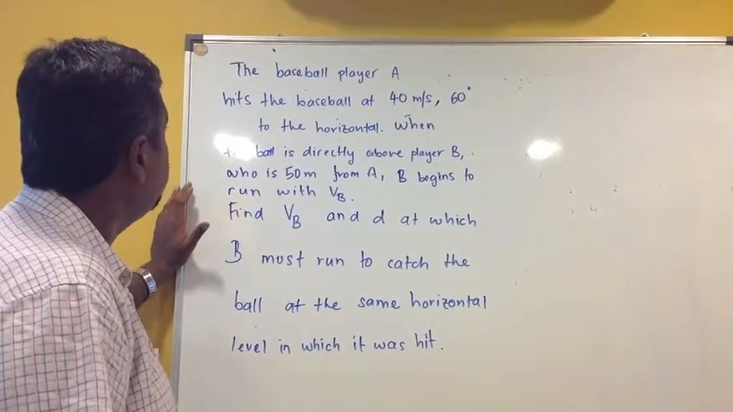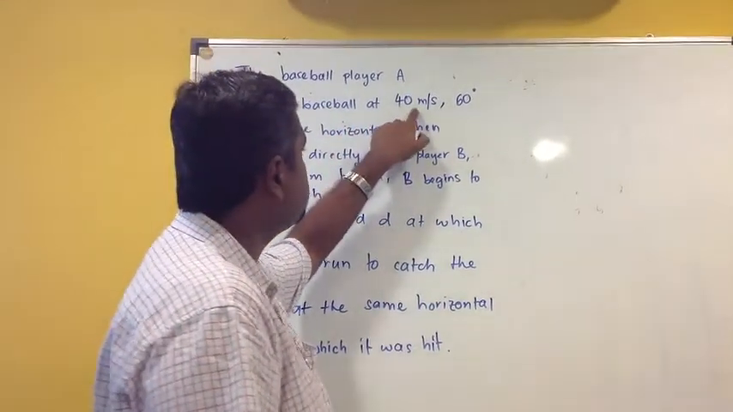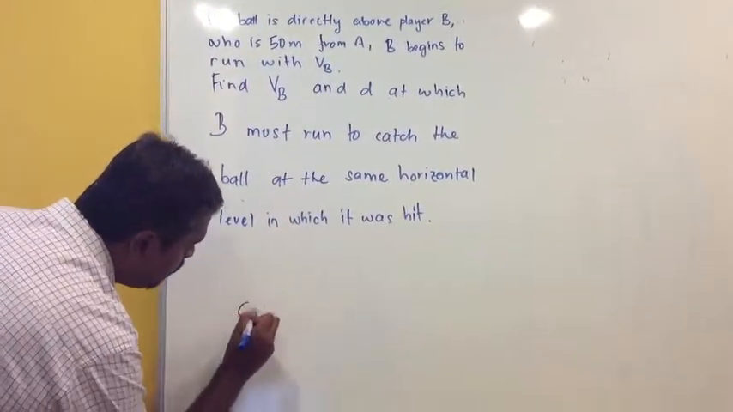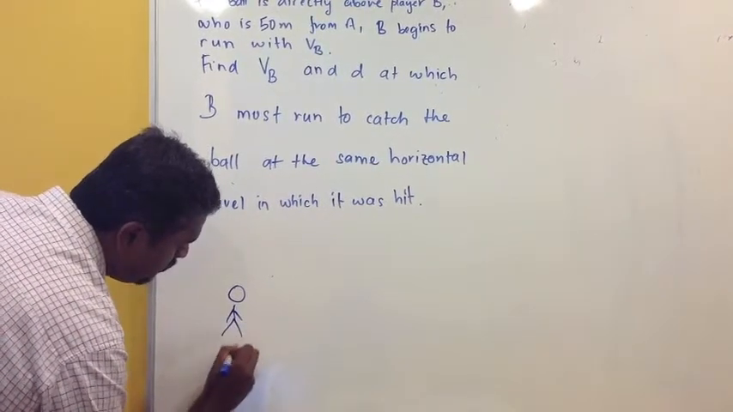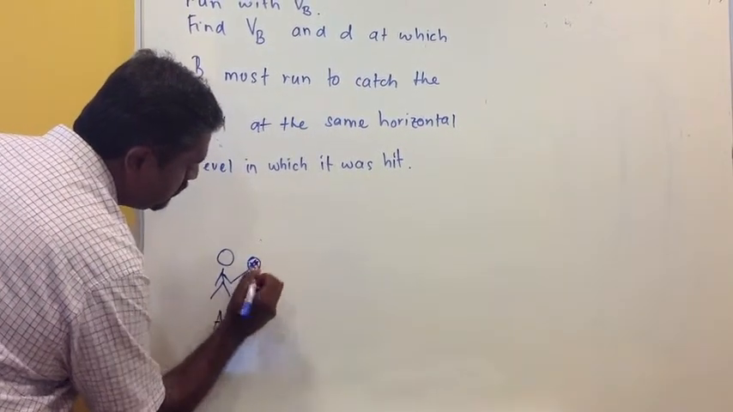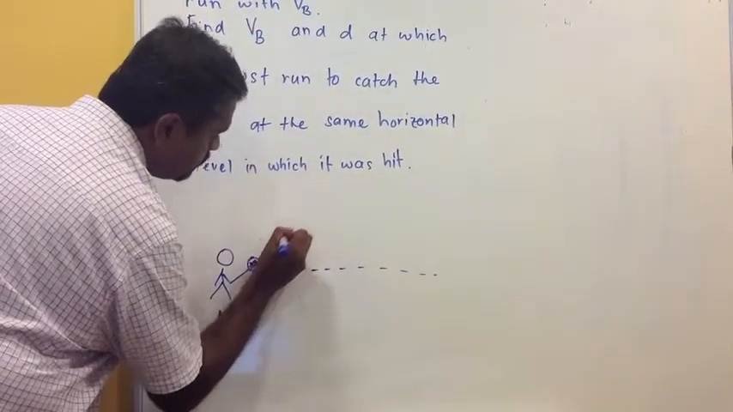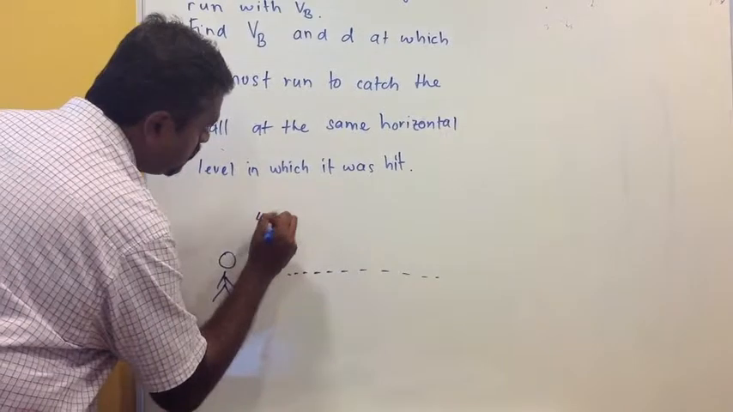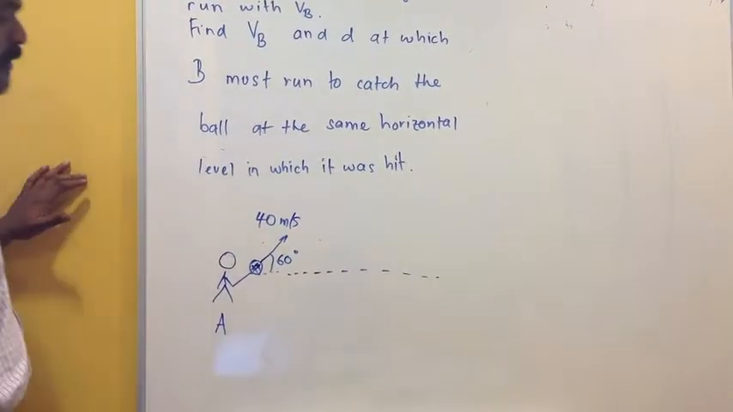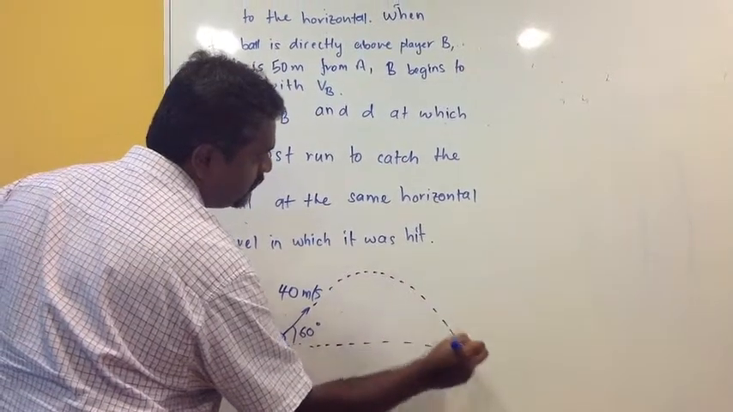Okay, here we have baseball player A who hits the baseball at 40 meters per second, 60 degrees to the horizontal. So let's assume we have a baseball player standing here. Let's call this guy A, and of course he's holding a ball. And he launches this ball at a velocity of 40 meters per second, at 60 degrees to the horizontal. So of course we already know that the ball will take a path that goes something like this.